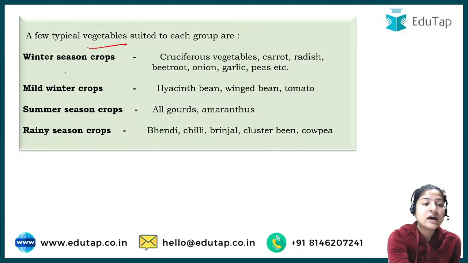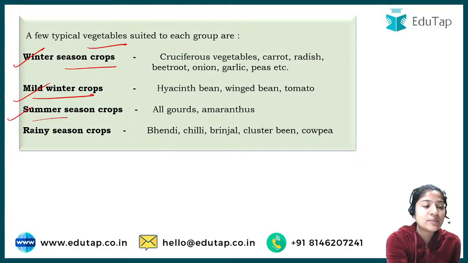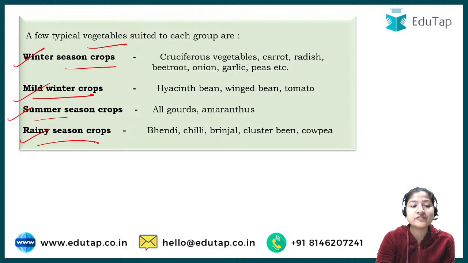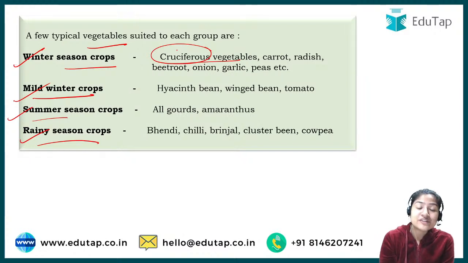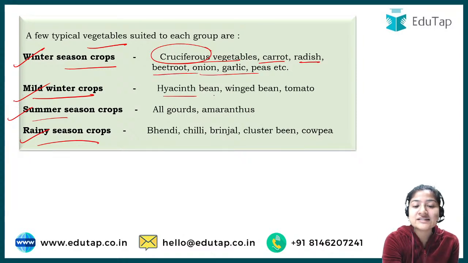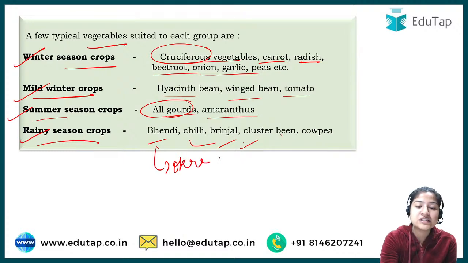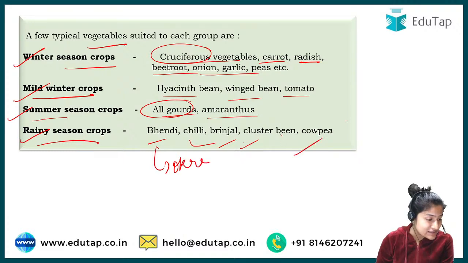Now let's look at the different classifications of vegetables according to the season. We have different season crops here: winter, mild winter, which is not specifically winter tolerant but good in mild winter, then summer, and then rainy season crops. In winter season we have cruciferous vegetables. Whatever vegetables belong to the cruciferous family are all winter season crops. We have carrot, radish, beetroot, onion, garlic, peas, etc. For mild winters, we have hyacinth bean, winged beans, tomato. Summer season, all gourds, as I said, and amaranthus. And then we also have bhindi, chili, brinjal. Bhindi is okra. Chili, brinjal, cluster bean, cowpea, these all are rainy season crops.